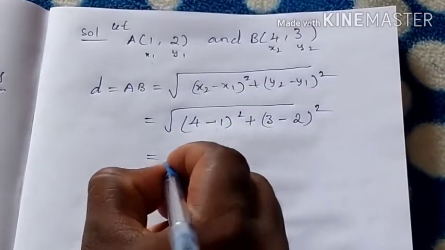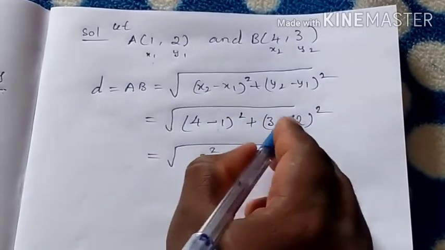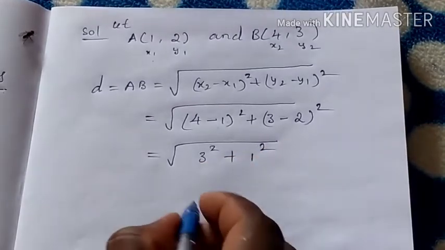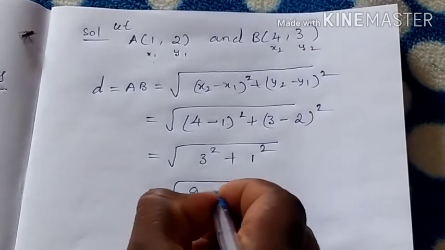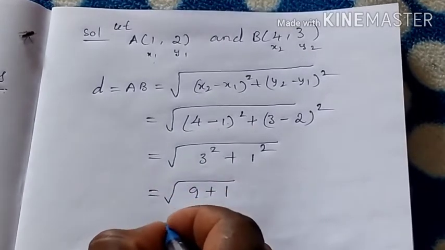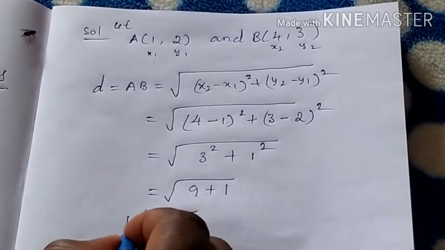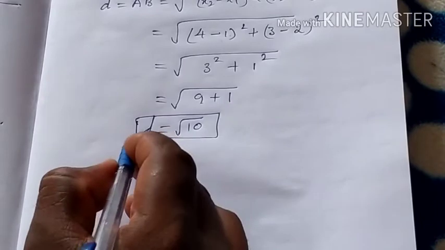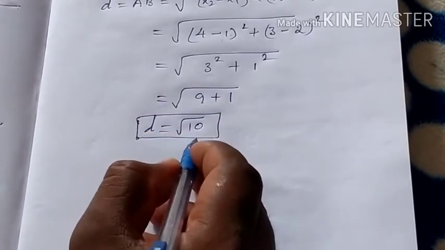Which is equal to the square root of 4 minus 1 is 3, so 3 square, plus 3 minus 2 is 1, so 1 square. Which is equal to the square root of 3 square is 9 plus 1 square value is 1, which is equal to the square root of 10. Therefore, the distance between the given two points is root of 10. Have you understood?